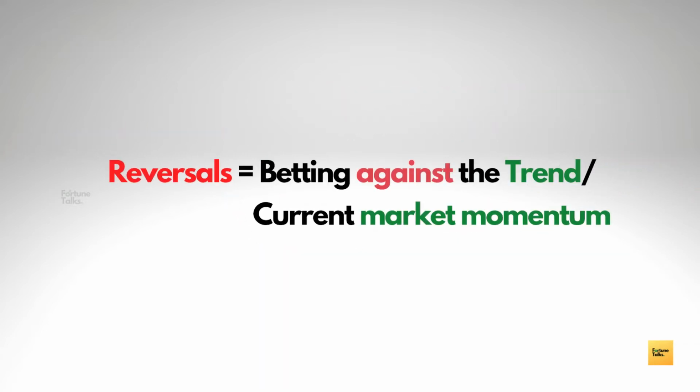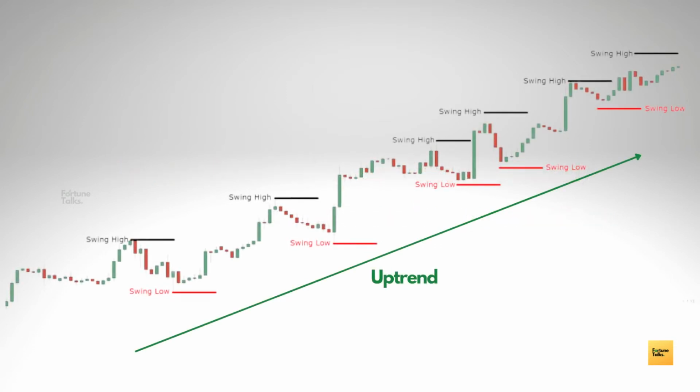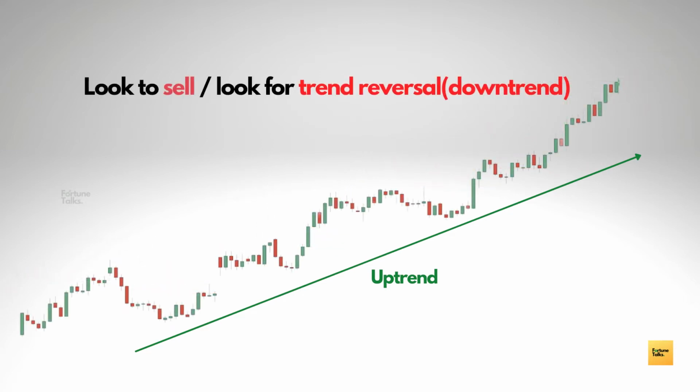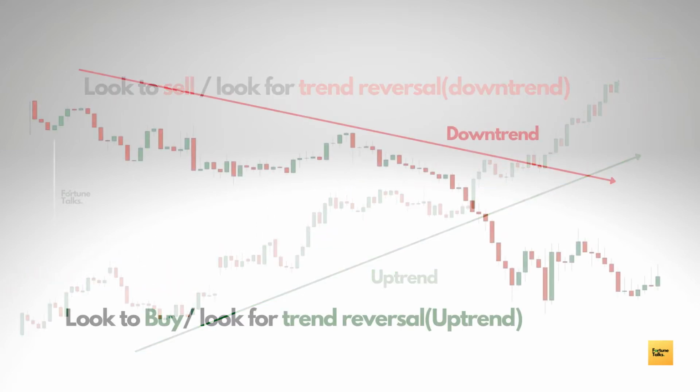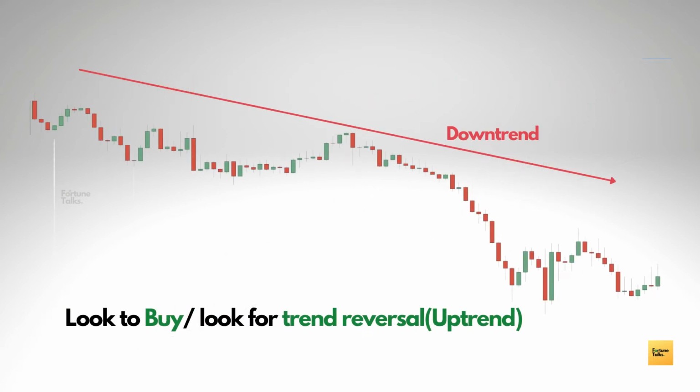As a reversal trader, you are in essence a counter trend trader who is trading against the trend or the current market momentum. For example, let's say the market is in an uptrend, making a series of higher highs and higher lows. As a reversal trader, you will look to sell in that uptrend. Or if the market is in a downtrend, then as a reversal trader, you are looking to trade against the trend and the momentum. Reversal trading, especially trend reversal trading, can be a profitable way to trade the markets.